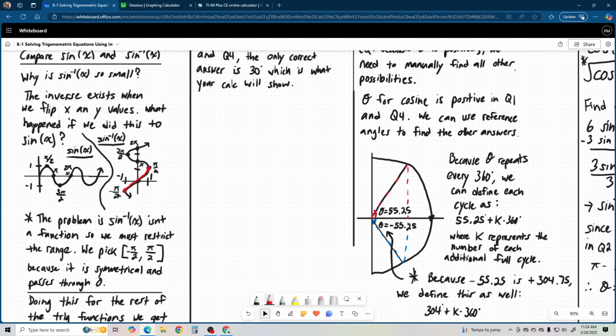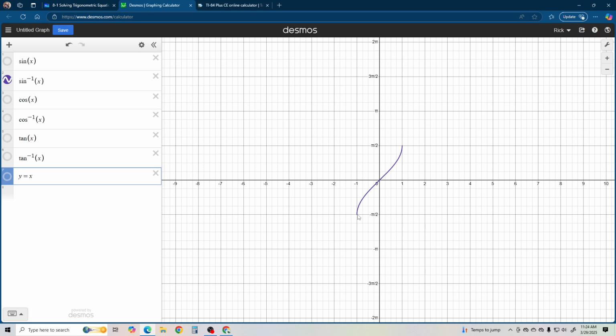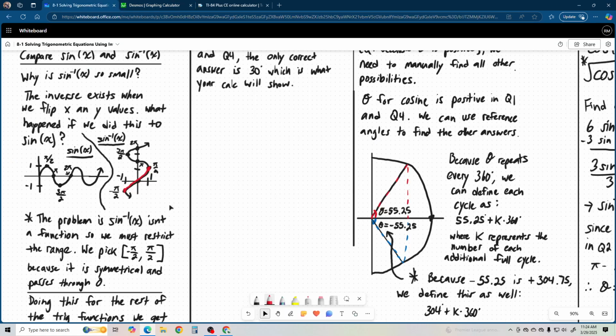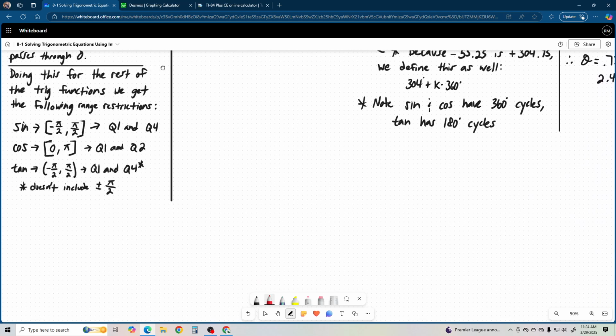So you notice that we're picking the values between negative pi over 2 all the way up to pi over 2, right? And that's what this reflects here. If we go back to Desmos and we just kind of get rid of this other stuff, you'll notice that it goes from negative pi over 2 all the way up to pi over 2, right? So that's the range that we have to restrict this to. Now, let's take that concept and let's do it for cosine, and then let's do it for tangent, right?